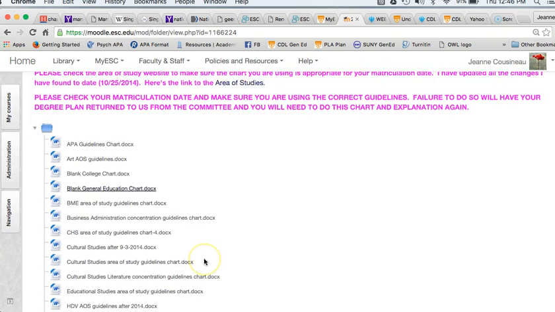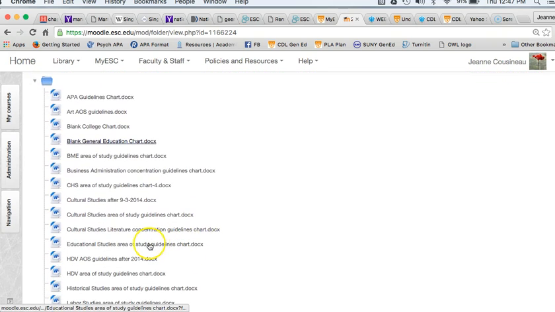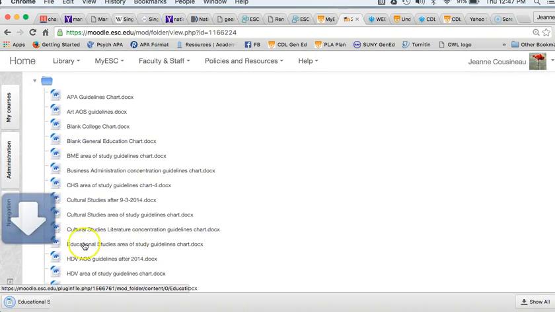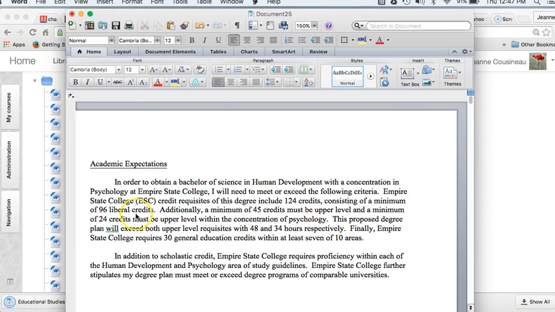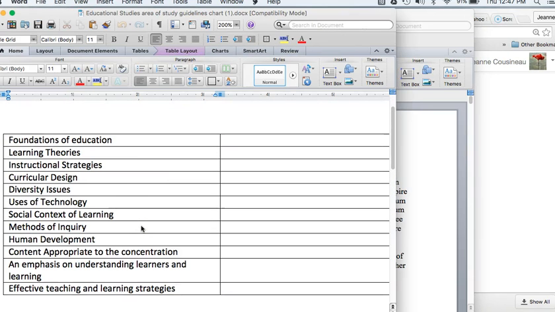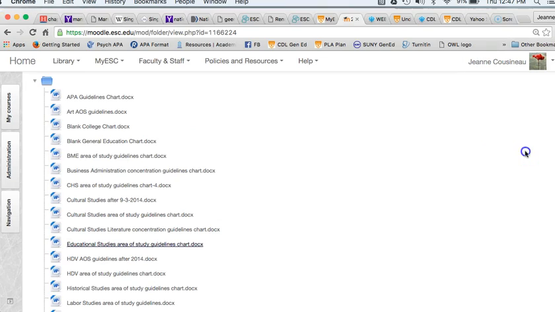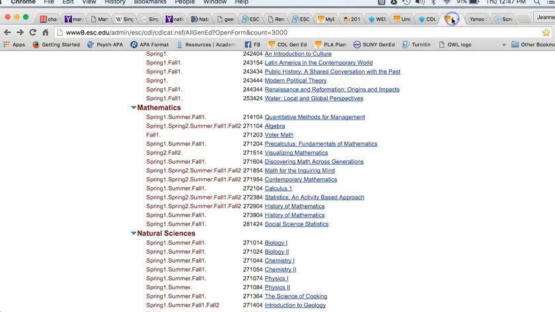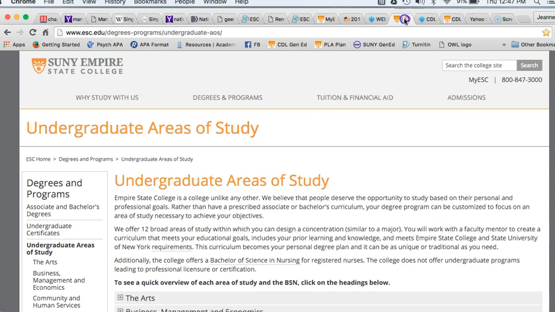For example, if I click on Ed Studies, and I know that they just redid Ed Studies. This one is asking you for foundations of education, learning theories, instructional strategies, curricular design, all of this stuff here. But the older ones are not as detailed with some of these things. So if you had matriculated a while ago, you would actually go under the old ones.